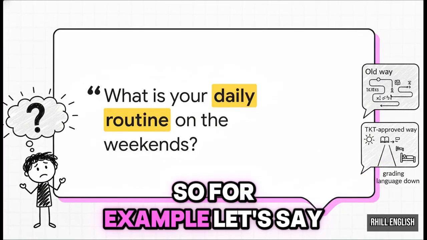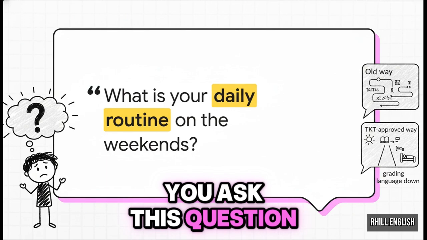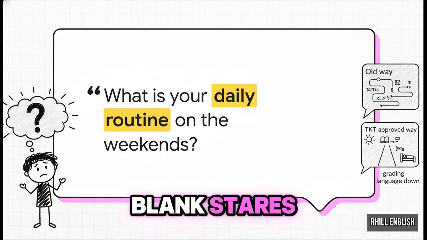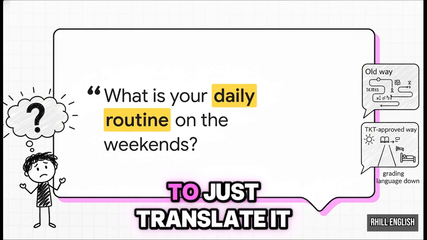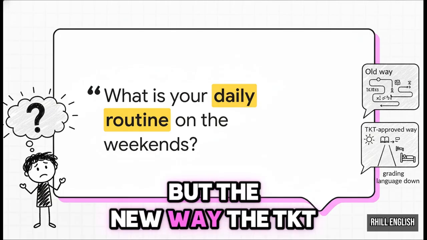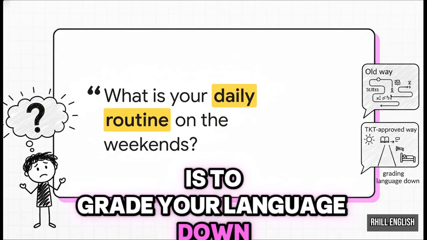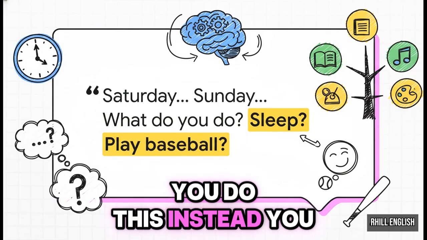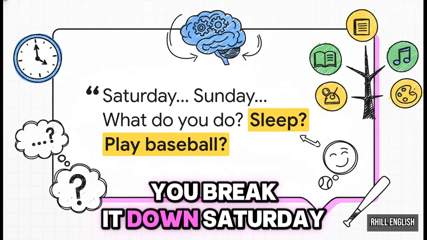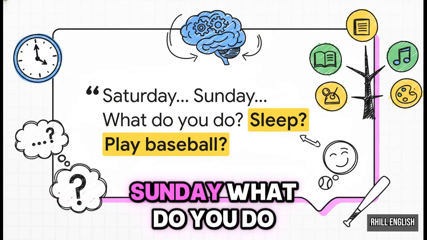So, for example, let's say you ask this question and all you get back are blank stares. The old way would be to just translate it. But the new way, the TKT-approved way, is to grade your language down. You do this instead. You simplify it. You break it down. Saturday, Sunday. What do?